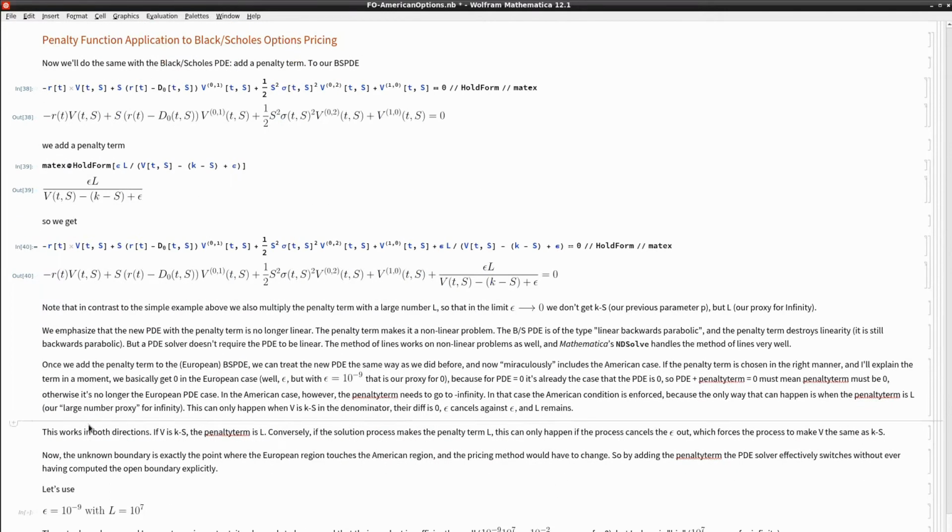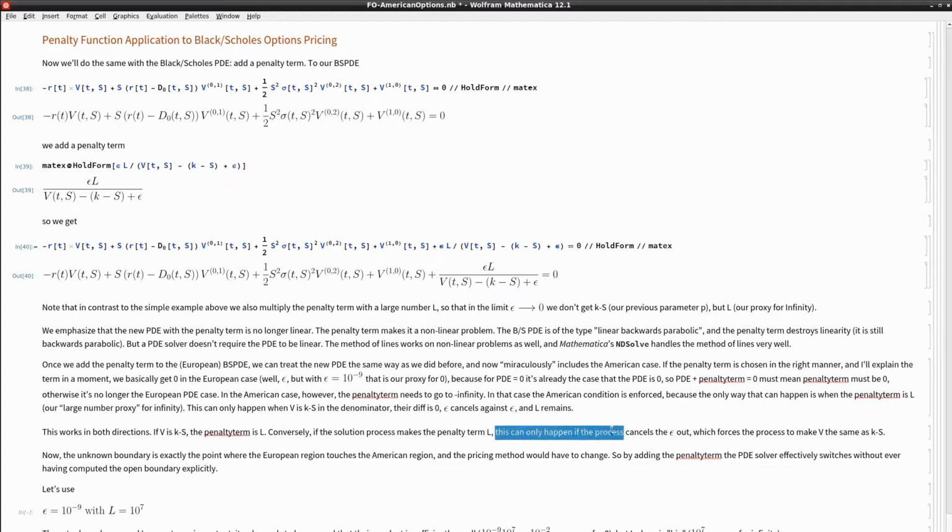And I think this is a remarkable result, because it allowed us to use the Black-Scholes PDE in the American case simply by adding a penalty term and using the same grid solver. So I also want to point out this works in both directions. If V is K minus S, then the penalty term is L. I've explained this a few times now here. V minus parity is 0, epsilon cancels, we get L. But conversely, if the solution process makes the penalty term L, right? And that's what we're ultimately interested in. We're interested in using a solver in order to get our option price V. We're really after V here.